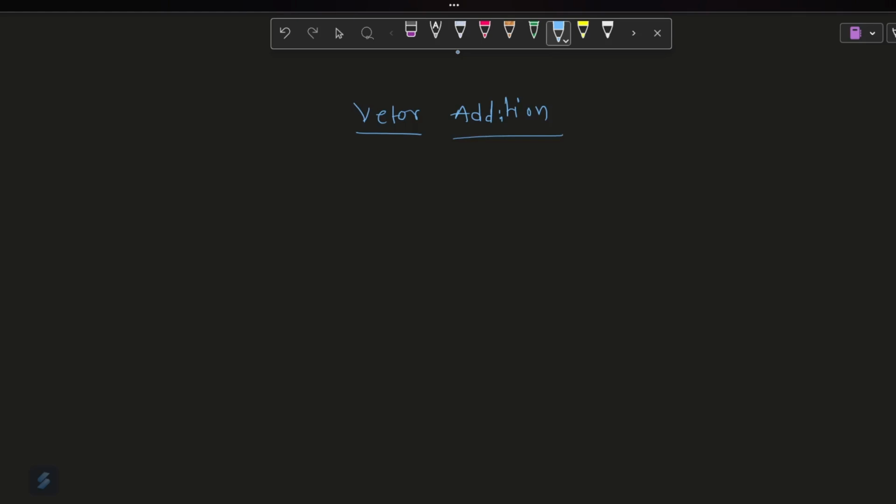Addition of vectors, right? Let's say we have a vector v1 equal to (1, 2), and a second vector v2 equal to (3, 4). That's how we have a vector. In vector addition, we simply add both of the vectors.